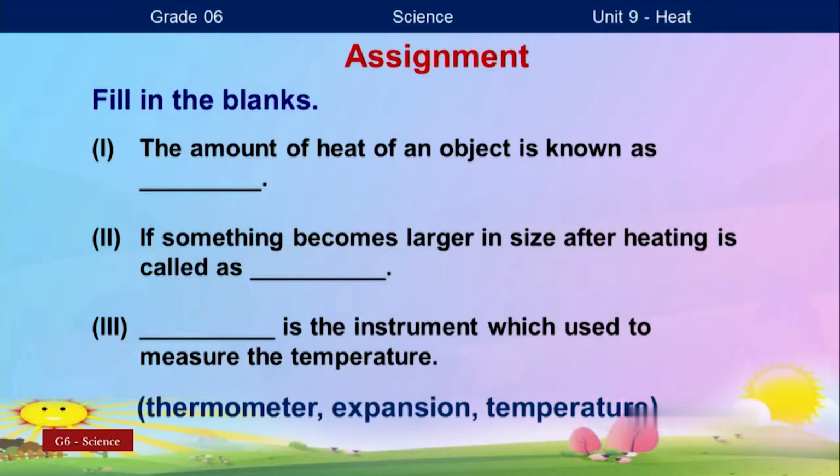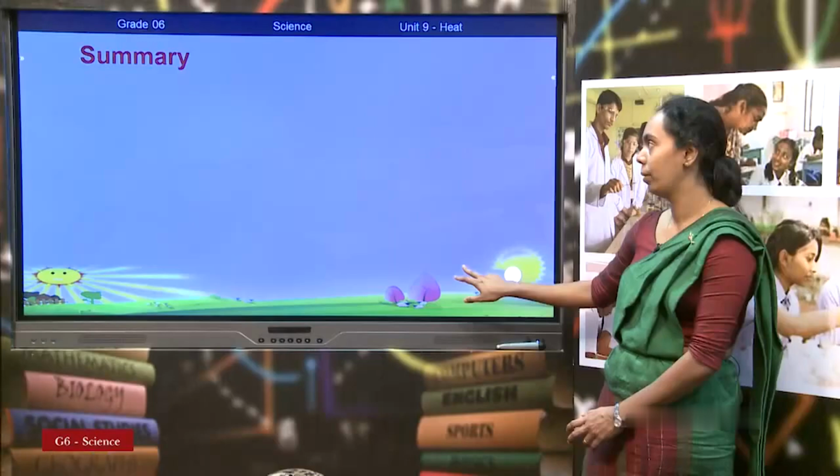Now I am going to give the answers. The amount of heat of an object is known as temperature. If something becomes larger in size after heating, it is called expansion. Thermometer is the instrument used to measure temperature.